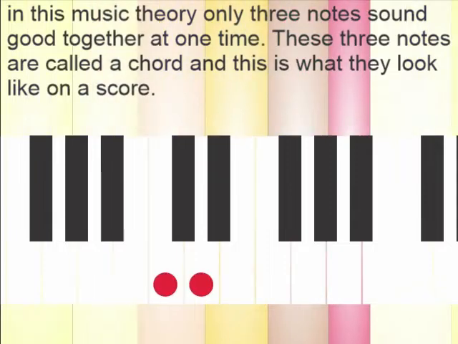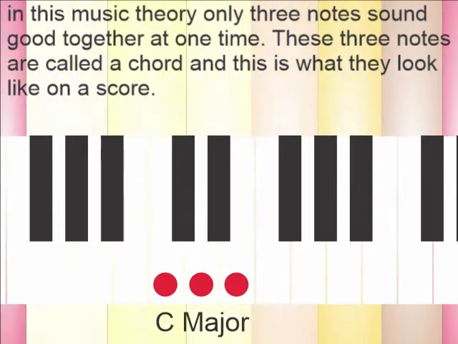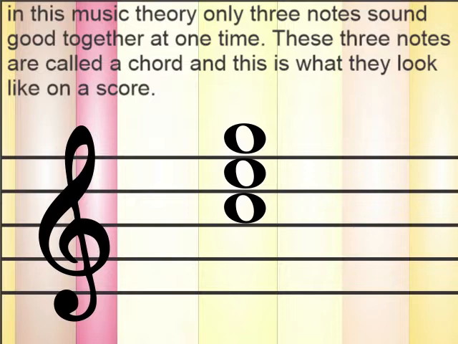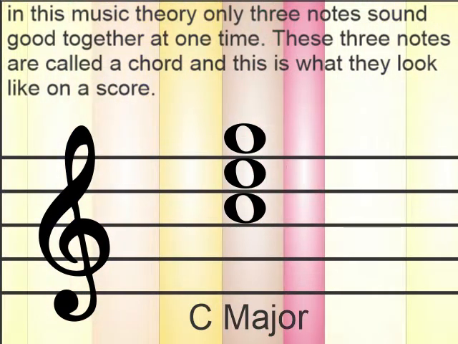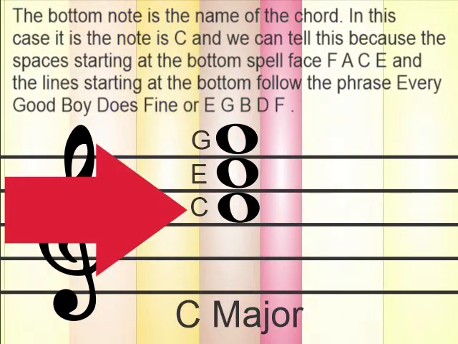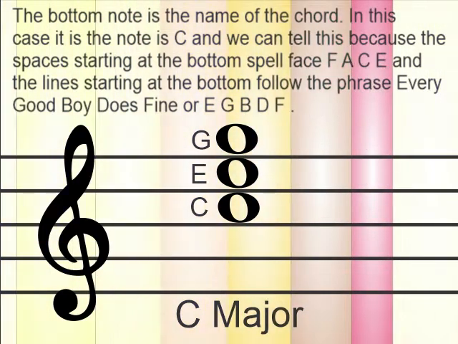In this music theory, only 3 notes sound good together at one time. These 3 notes are called a chord, and this is what they look like on a score, just 3 notes in a row. The bottom note is the name of the chord. In this case, the note is C.